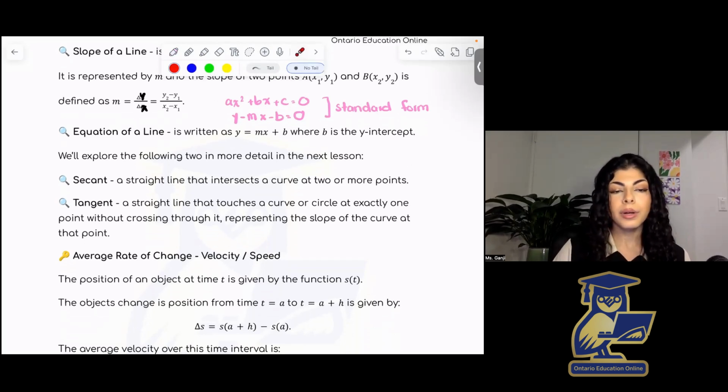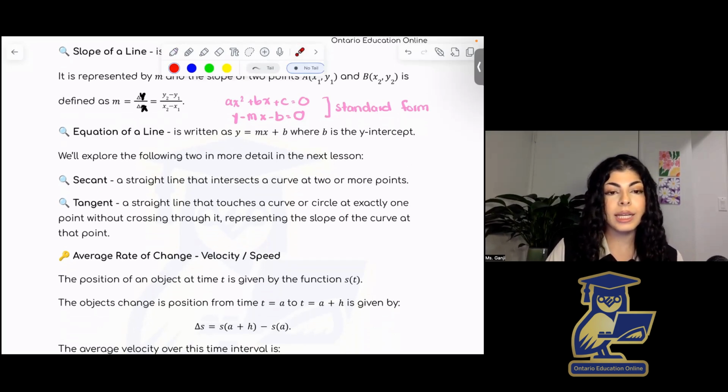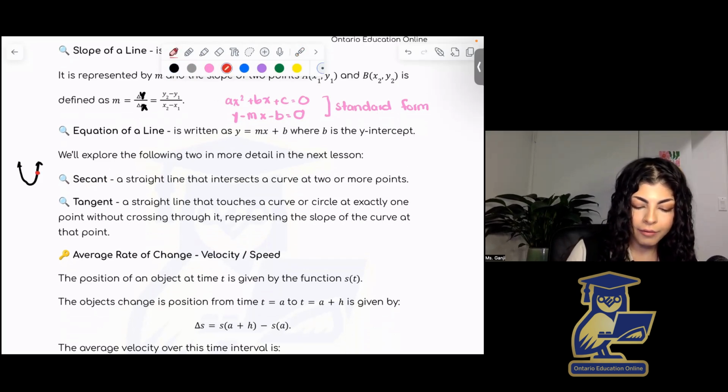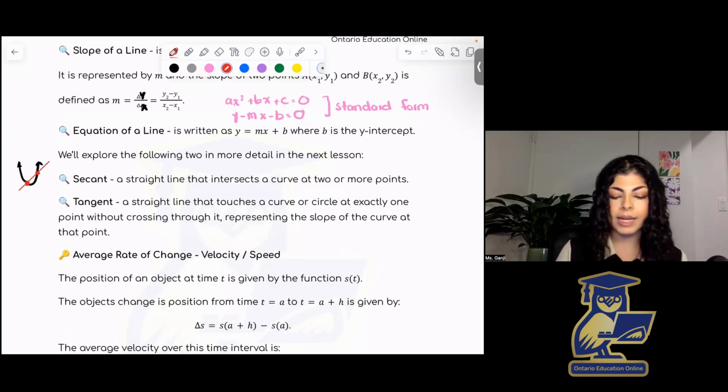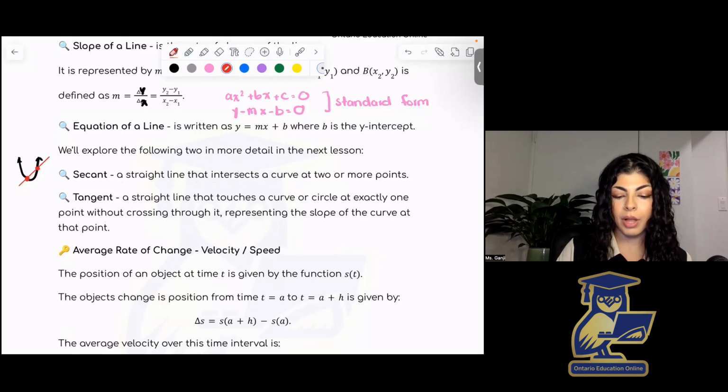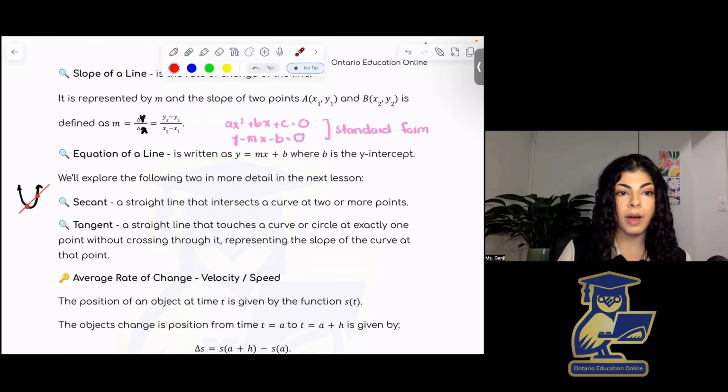Now, we're going to start making connections between those and some things we see in calculus, starting with a secant. So a secant is just a straight line that intersects a curve at 2 or more points. So consider a quadratic such as this, and let's say we have these 2 points. The line that goes through these points and intersects the curve at these 2 points is called the secant. And we can apply the slope of a line to find the slope of the secant.